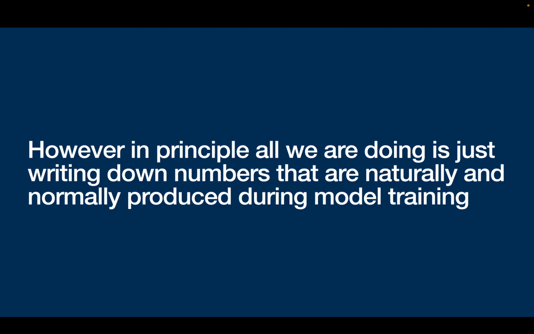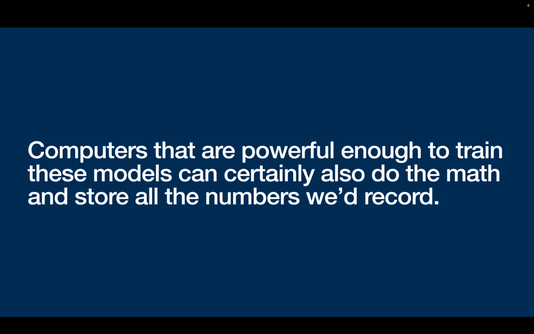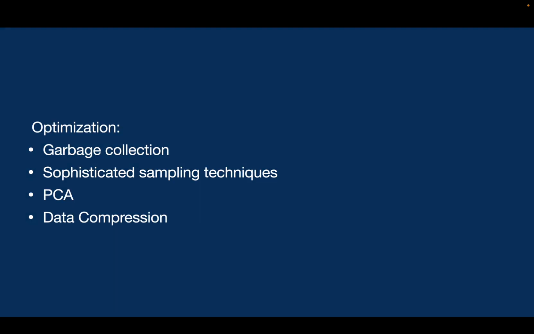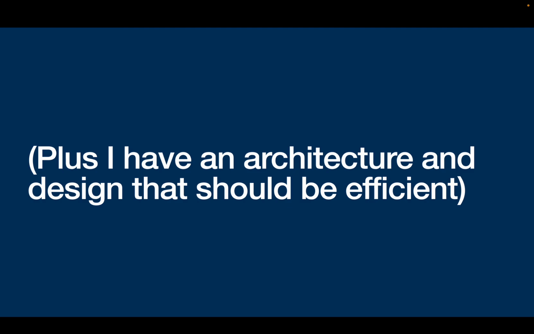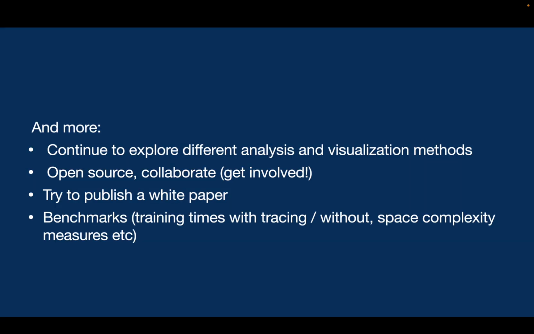Doing so, though, what we're really doing is just writing down the numbers in a structured way. And the computers that can handle training these models can do this stuff easily. So I'm not too worried about it. There's all kinds of different things we could do: garbage collection, sampling techniques, principal component analysis. I'm not really worried about storage and time because the computers that could train these crazy models can make light work of just tracing, recording numbers. It'll be a lot of numbers, but whatever. Plus, the lookup table design is computer science fundamentals; the space and time complexity of hash lookups is very efficient. So there are all kinds of different approaches here.